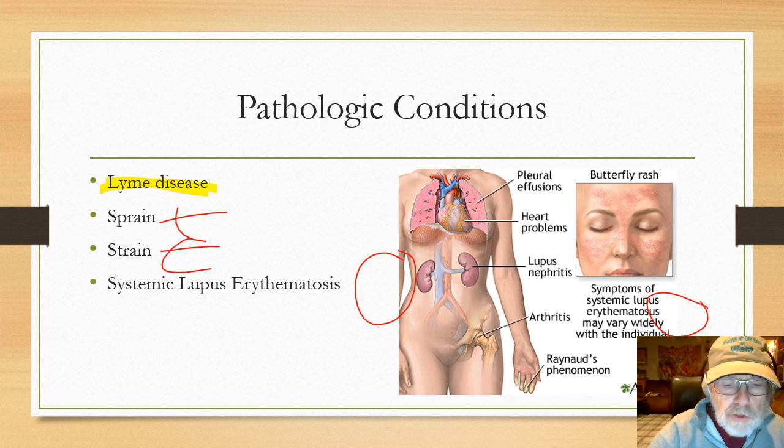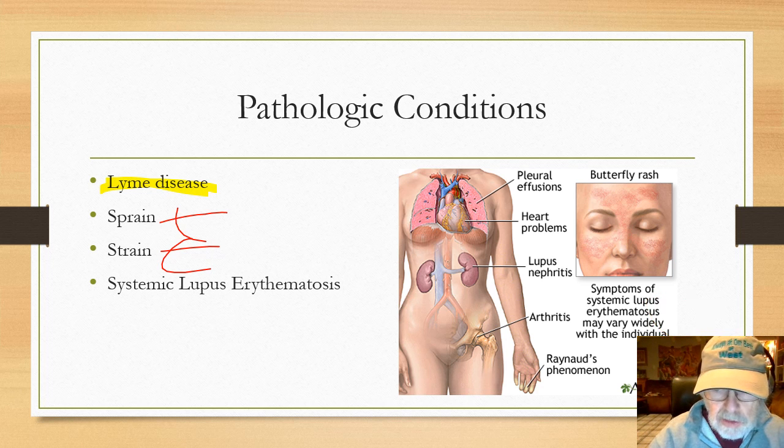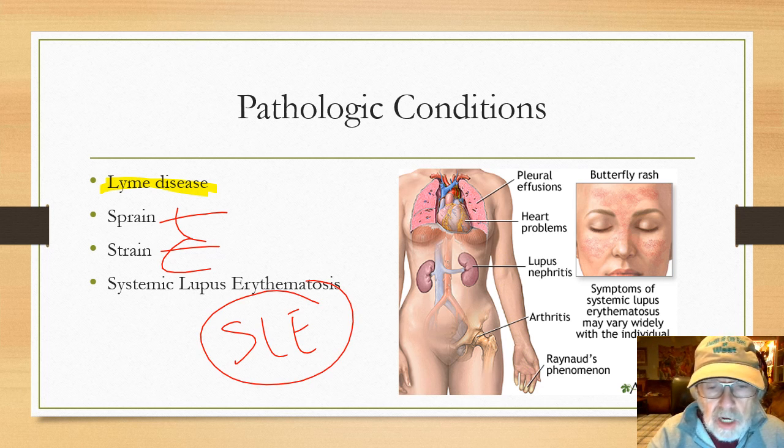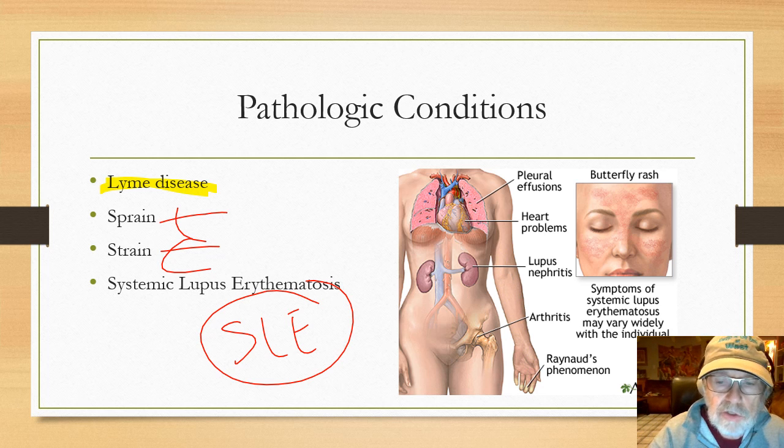Okay, lupus. I don't know if you know anybody with lupus, but lupus could be a pretty nasty disease. There's a couple different types of lupus. One's called discoid lupus, which only involves the skin. But systemic lupus erythematosus, or sometimes you'll see it listed as SLE, affects all kinds of organs. And basically, it's what I call a connective tissue disorder.